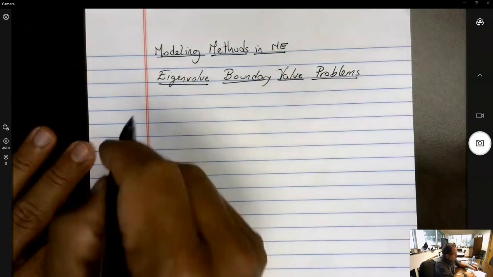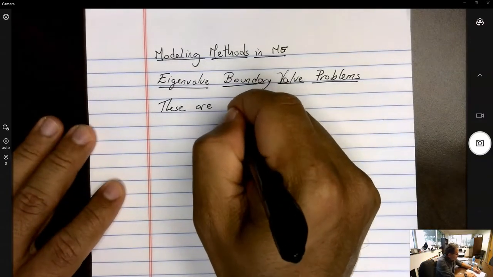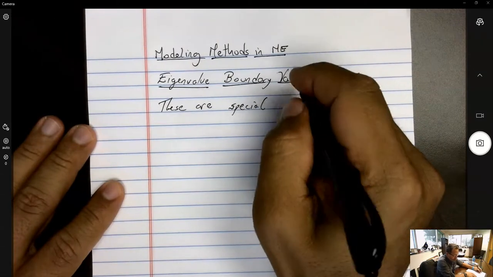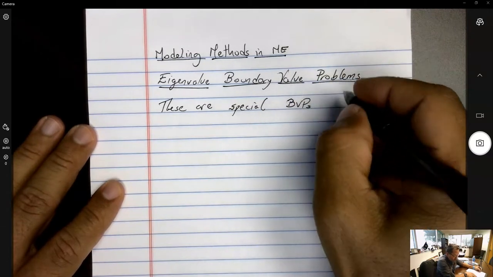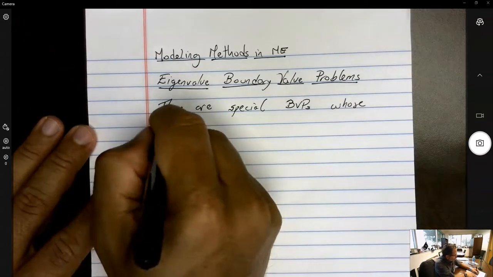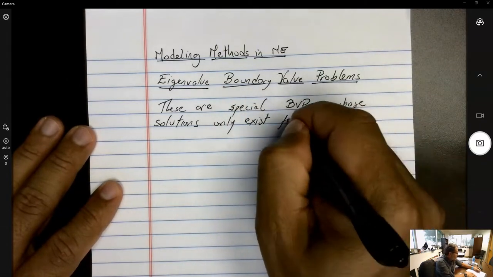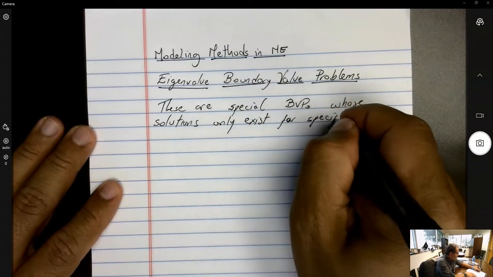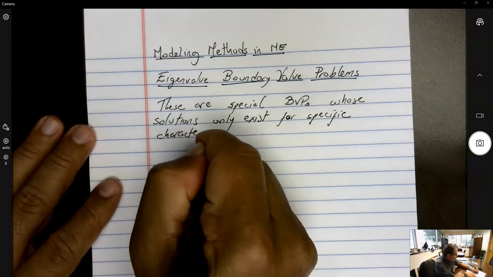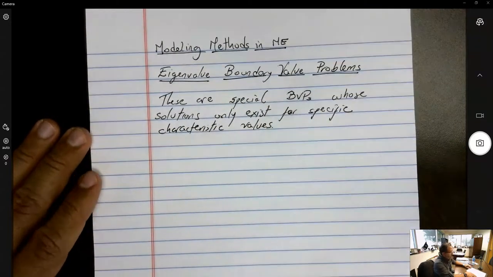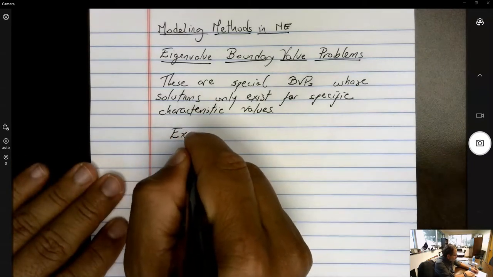So eigenvalue boundary value problems are special ordinary differential boundary value problems, BVPs, whose solutions only exist for specific characteristic values. So instead of trying to define these more formally, let's just go to an example so that we understand what this means.